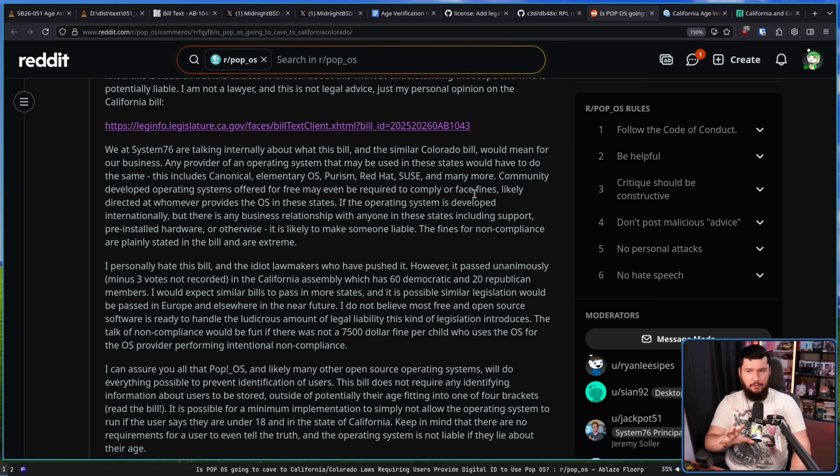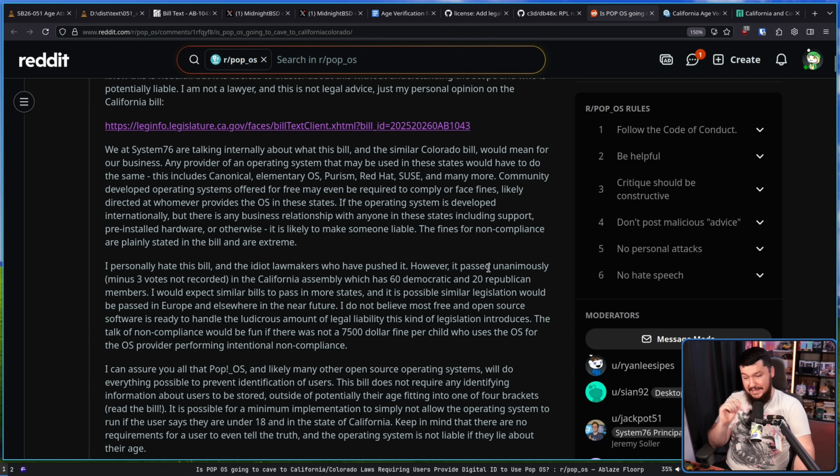It's not a matter of whether you feel like complying, whether you like the bill or not. That's not something that most projects can just eat and not worry about. Let alone the fact that continued non-compliance may lead you down a much worse route as well. I personally hate this bill and the idiot lawmakers who have pushed it.